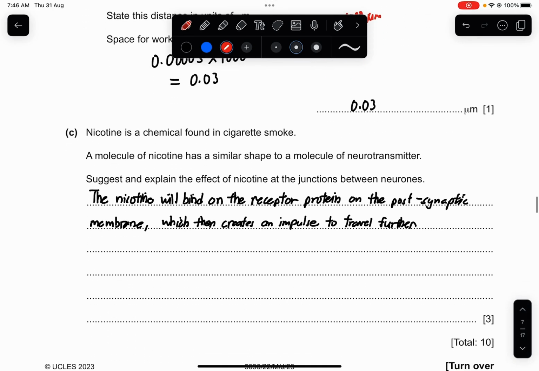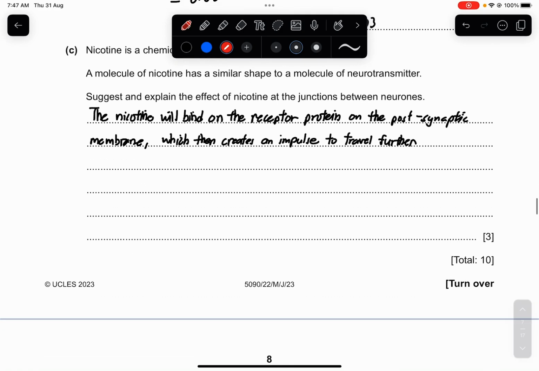Part C. Nicotine is a chemical found in cigarette smoke. A molecule of nicotine has a similar shape to a molecule of neurotransmitter. Suggest and explain the effect of nicotine at the junction between 2 neurons. So you don't really need to know anything about drugs here. Just explain as the neurotransmitter molecule being replaced by nicotine, for example. So the nicotine will bind on the receptor protein on the postsynaptic membrane, which then creates an impulse to travel further and to the next synapse to continue the synaptic process.